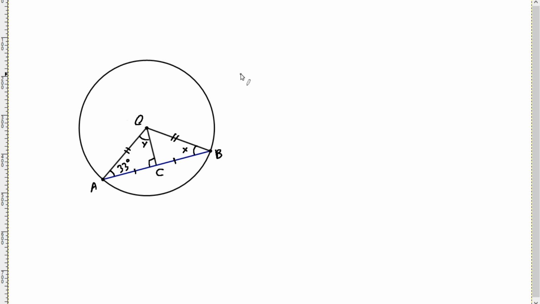So we know that 33 plus 33 plus our y, but we can actually go 2 times y here, would give us 180. That's a little confusing, I think. So I would prefer to just split this into a single triangle here.